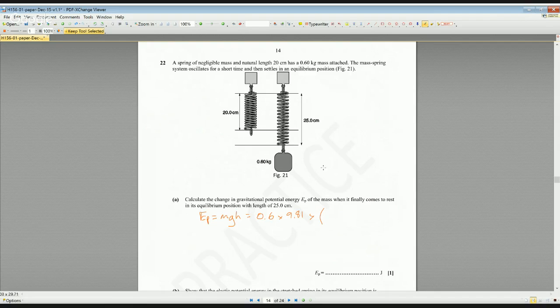So this is a very common mistake. Students would use 25 centimeters here. The change in the height is only 5 centimeters. It's 25, or 0.25 meters, take away 0.2 meters. And that works out as 0.29 joules.